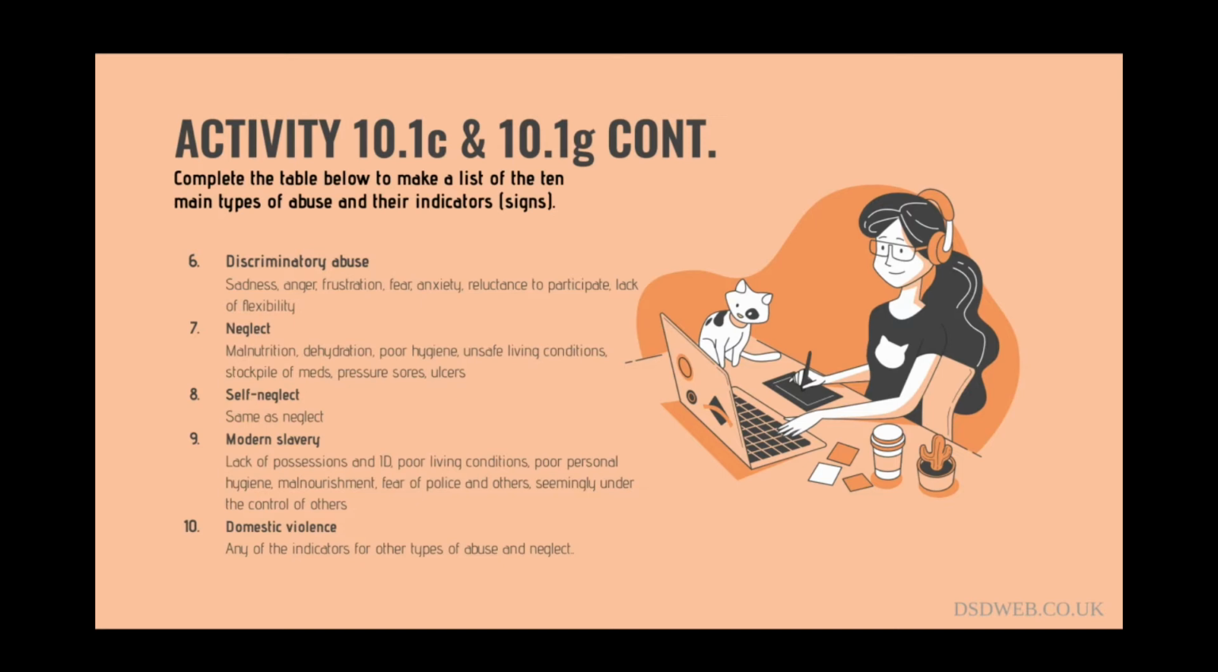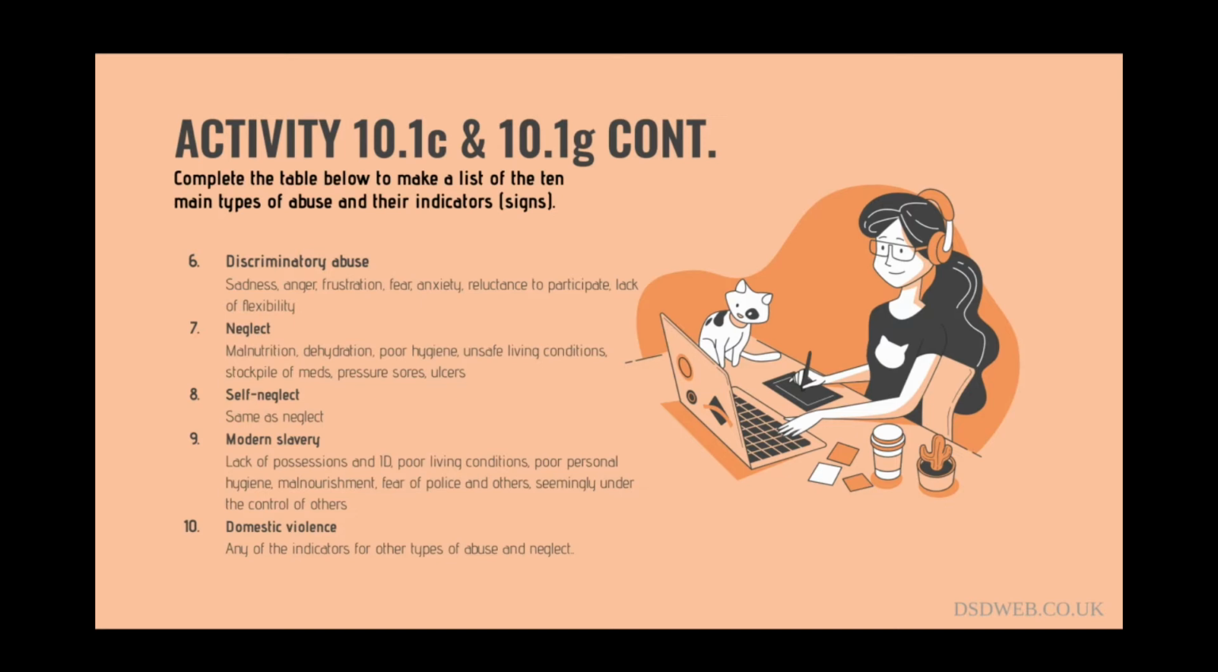Modern slavery is forcing an individual into a life of servitude and inhumane treatment. Examples include forced labour, sexual exploitation, human trafficking, domestic servitude, and debt bondage.